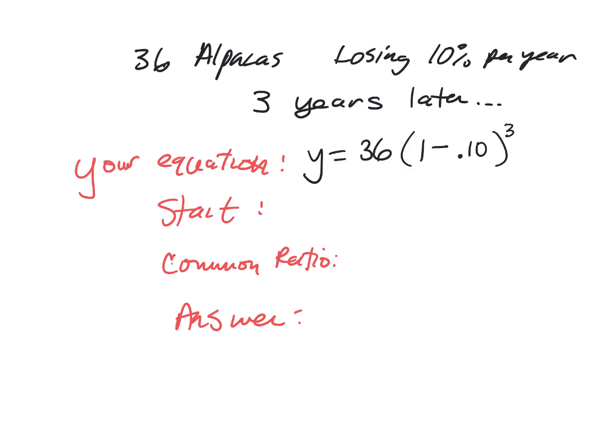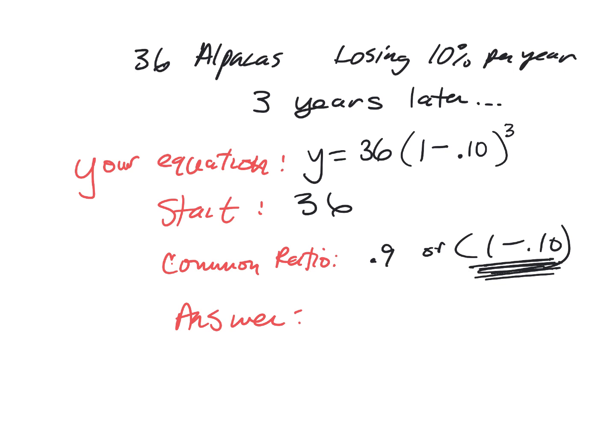Pausing. Okay, so I'm recording again, and here is our equation. Now, I recommended that you write these down on a note sheet for yourself. The starting value was 36. The common ratio is 0.9. I would totally be fine if you had written 1 minus 0.10. Just write whatever's in the parentheses, that's the common ratio. And last but not least, the answer.